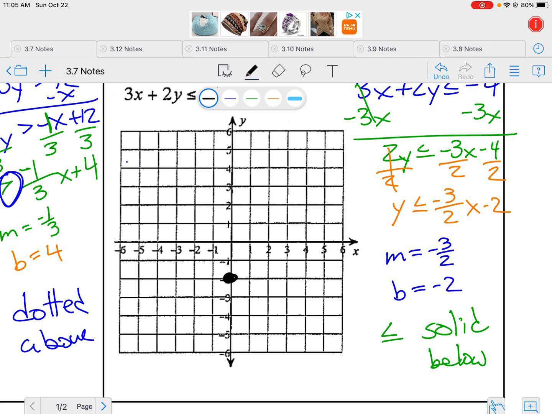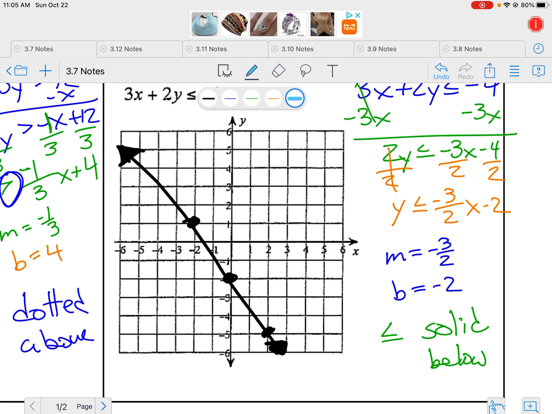B, that's going to be my y-intercept. So that's my first point. I'm going to go down 3, to the right 2. Since I can't go down 3, I can go up 1, 2, 3 to the left 2, and it's the same thing. So a solid line is going to be roughly there. And then we said we're going to shade below.